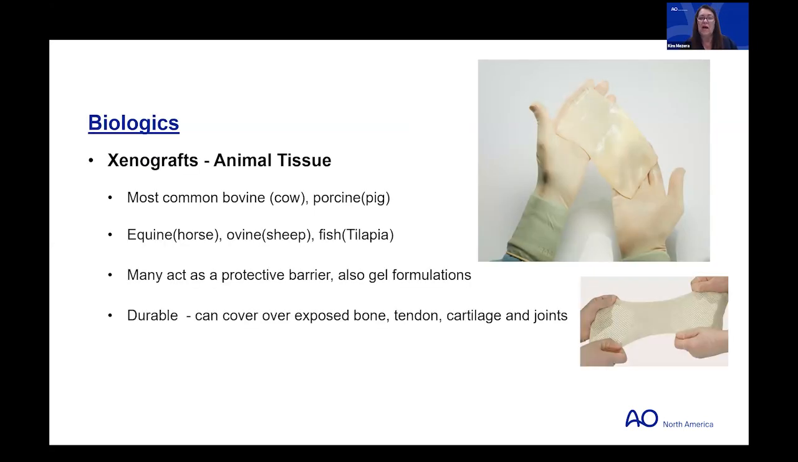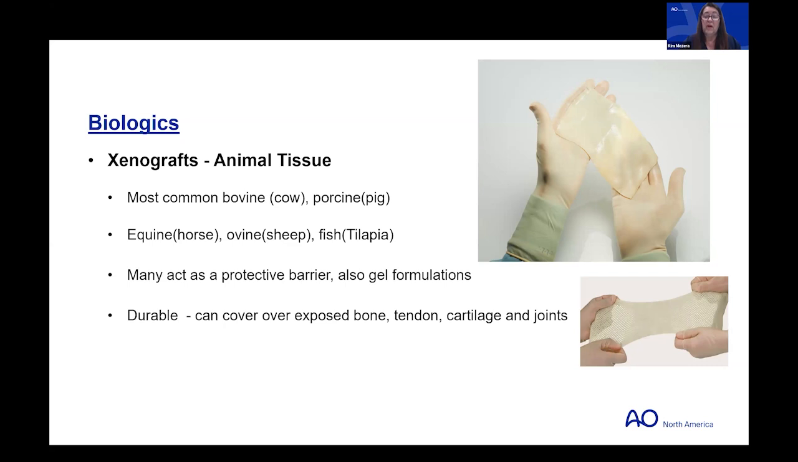Second category of the biologics, animal tissue, are xenografts. Most commonly, it's going to be bovine, cow, or porcine, pig. Although there are some products that have horse cells, sheep, and tilapia. Apparently, besides being delicious for a meal, the skin can be very wonderful for wound care, and so that's another xenograft that is used. I myself haven't used that one, but in the burn world, I think it's used commonly.